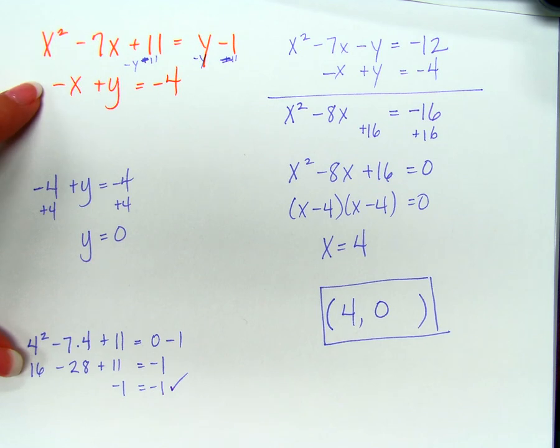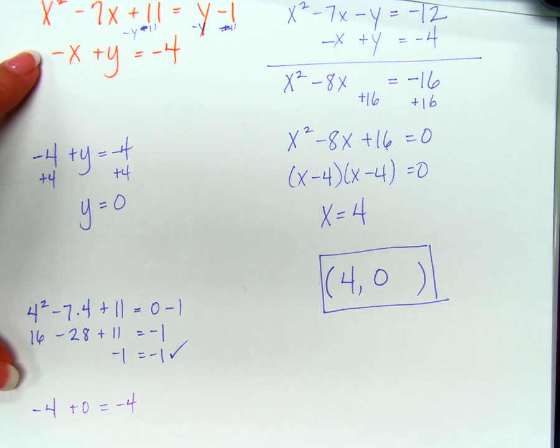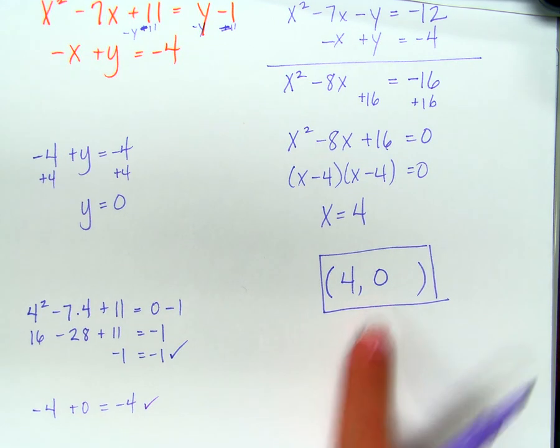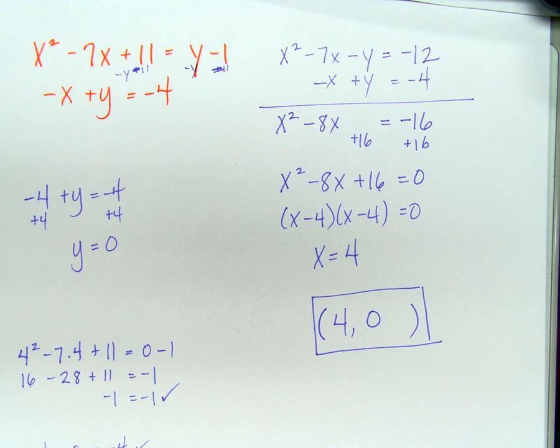Oh, it has to work for both, doesn't it? Okay. So negative 4 plus 0 equals negative 4. Oh yeah, I don't even have to go to the next step, do I? We know that works, okay? So is this the solution? Good. Any questions?